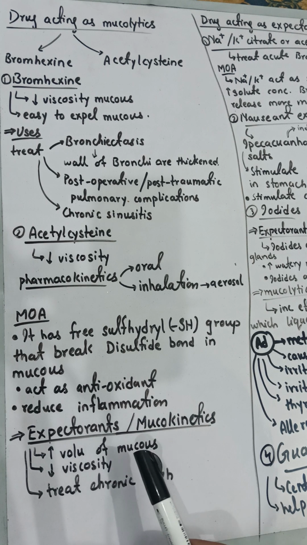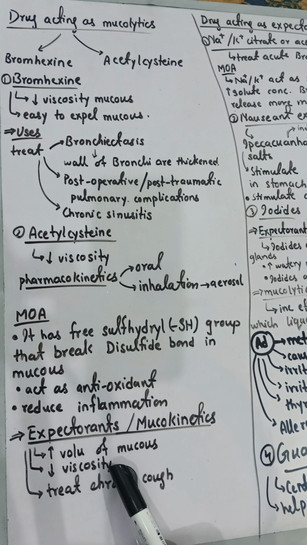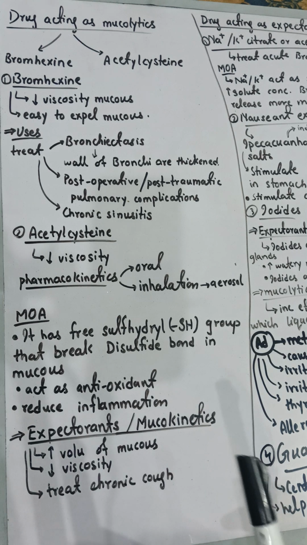But here we also increase its volume and decrease its viscosity, and expectorants will be given when a patient has a chronic cough. They are going to treat the chronic cough, not the acute cough. In the case of acute cough, you will give mucolytics, antitussive drugs or other drugs. But if the patient has a chronic cough, then you will go for a good expectorant.